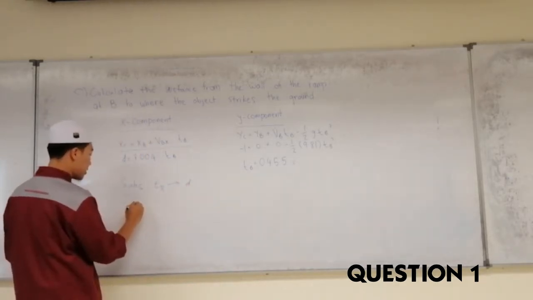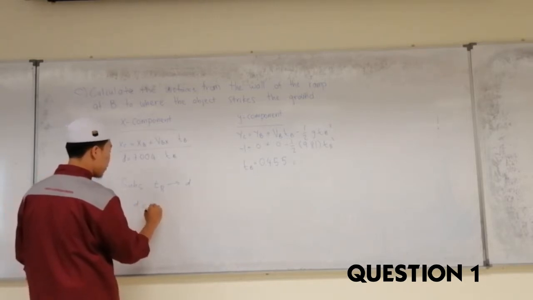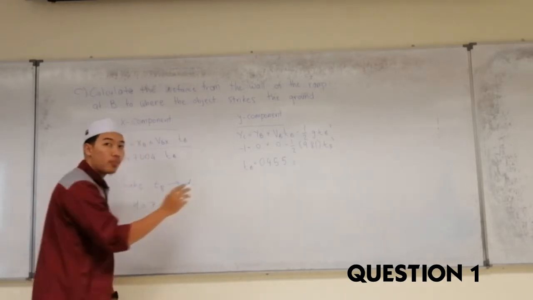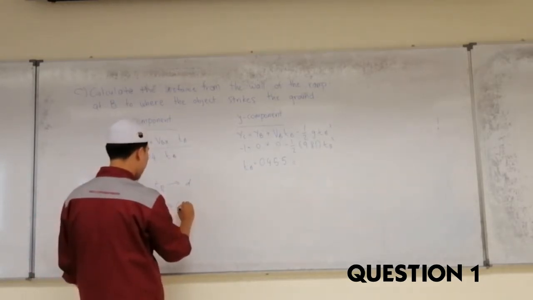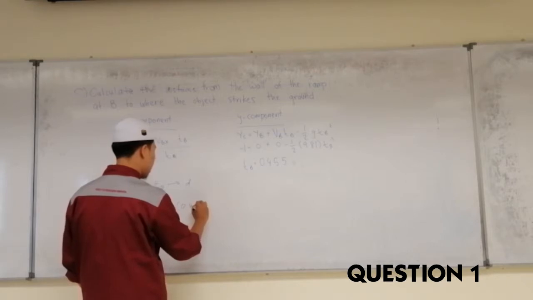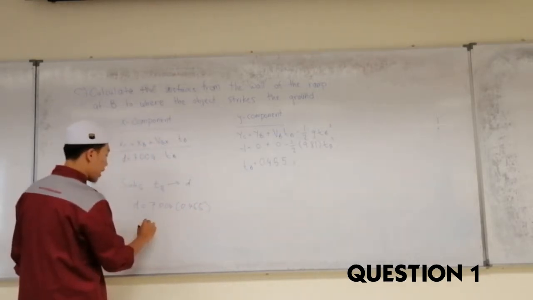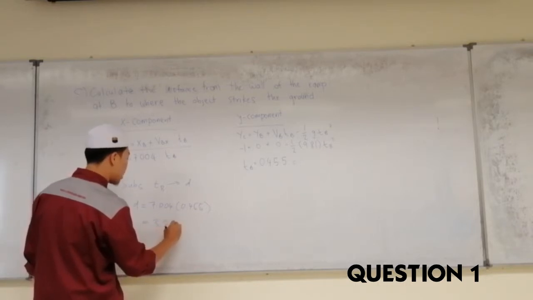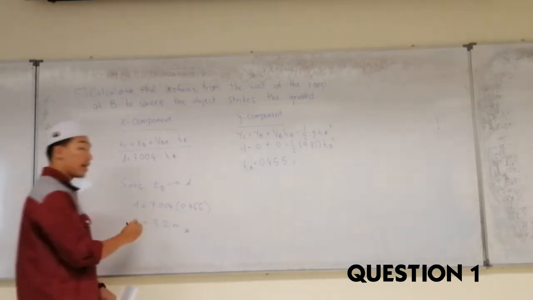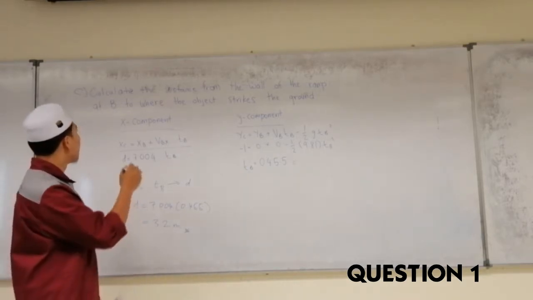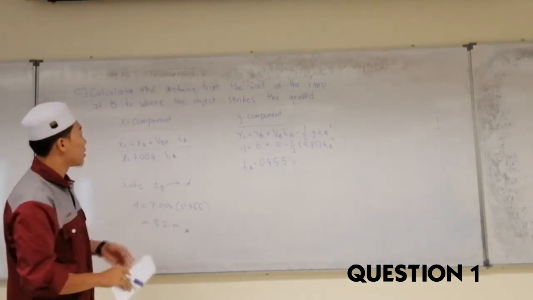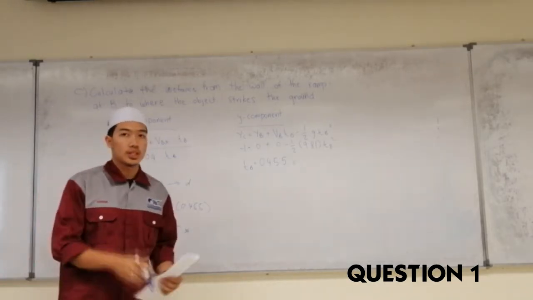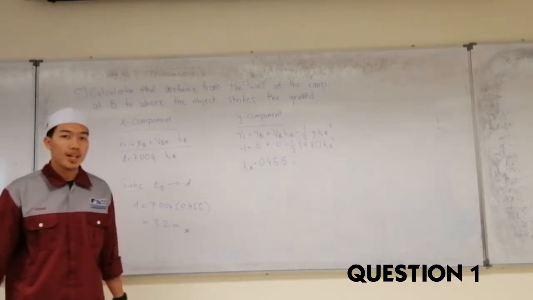So D is equal to 7.004 multiplied by TB, which is 0.455. So we get 3.2 meters. That is the distance from the wall at the end of the ramp at B. That's all. Thank you.